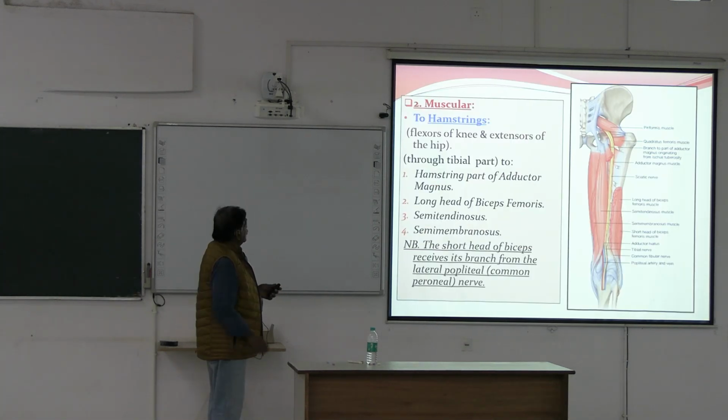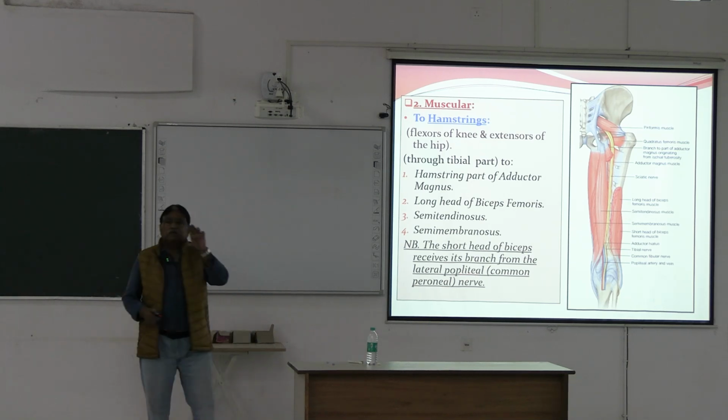Now, the muscular branches go to the hamstrings, flexors of the knee and extensors of the hip. Through the tibial part, it supplies the hamstring part of the adductor magnus, long head of biceps femoris, semitendinosus and semimembranosus. The short head of biceps receives its branch from the lateral popliteal nerve, the common peroneal nerve.